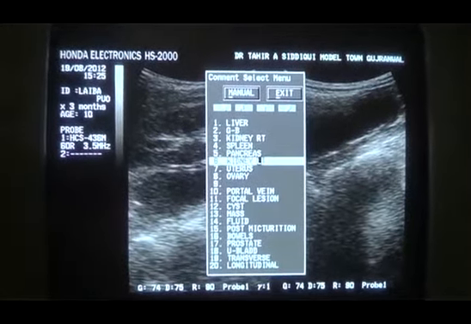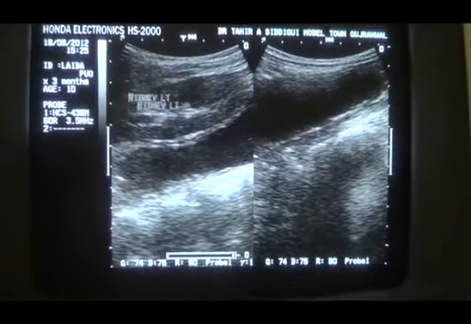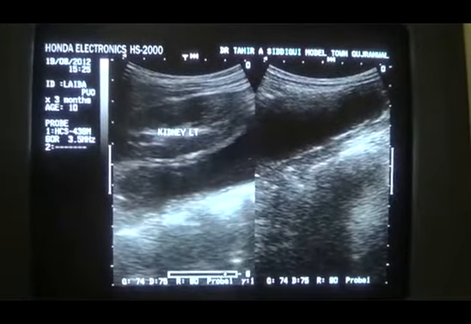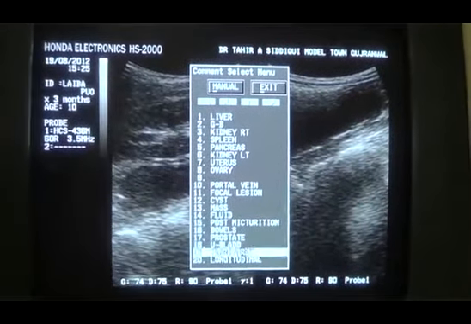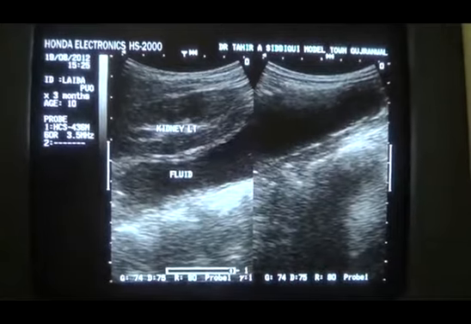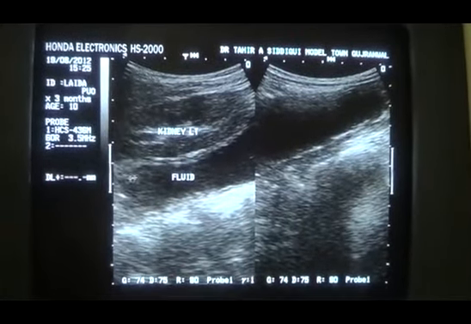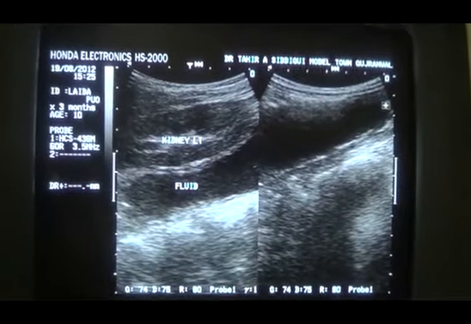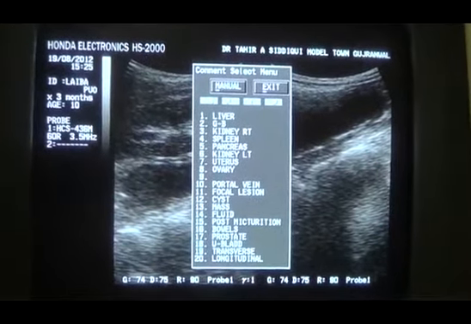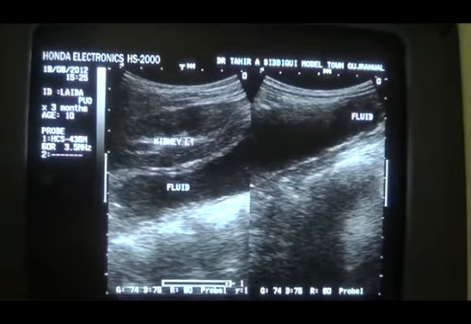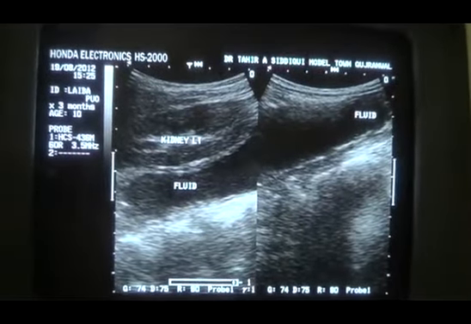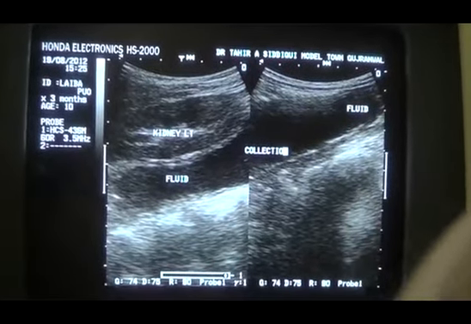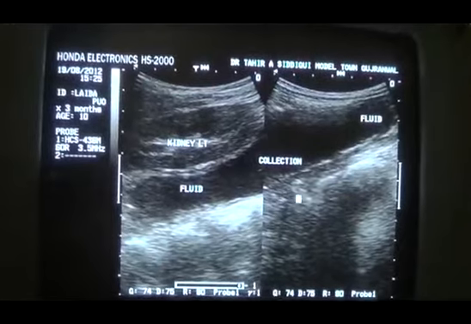This is the left kidney, fine, and this is the fluid collection. This is fluid, a pocket of fluid extending inferior-medially up to the left pelvic region. This is fluid. This is all collection, and this is how a psoas abscess will appear to you.